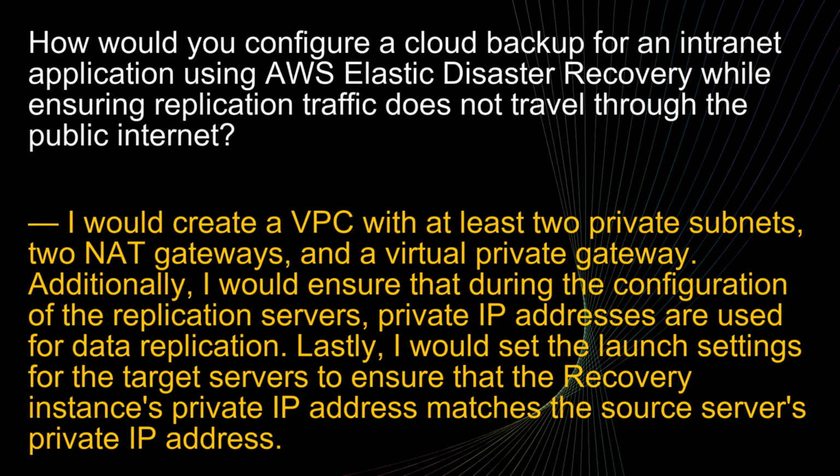How would you configure a cloud backup for an intranet application using AWS Elastic Disaster Recovery while ensuring replication traffic does not travel through the public internet? I would create a VPC with at least 2 private subnets, 2 NAT gateways, and a virtual private gateway. Additionally, I would ensure that during the configuration of the replication servers, private IP addresses are used for data replication. Lastly, I would set the launch settings for the target servers to ensure that the recovery instance's private IP address matches the source server's private IP address.